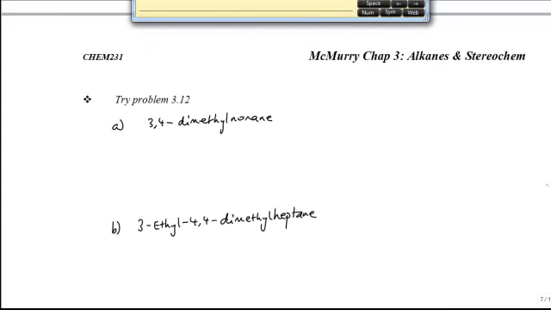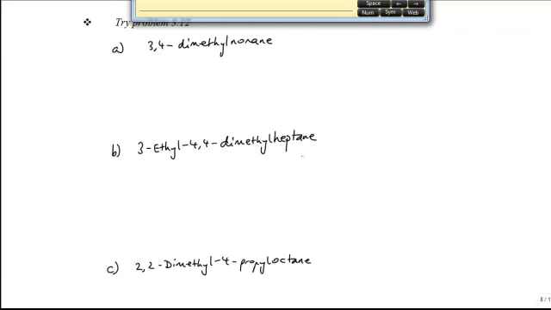This is one of your homework ones. Okay? Let's do this one. So what's the parent? What's the longest chain? Hept, so that's seven. Close. Hex is six. So hept, that's seven. And what do we have here? Carbon number 3, I have an ethyl group. And then what happens here? On carbon number 4, what do we have? Two methyl groups. Okay?